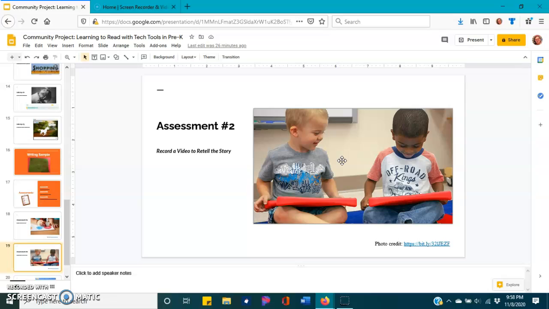So assessment number 2, to record a video to retell the story. Some people may not think that a pre-K student can use a tablet to record a video, but do you have children? Because they can do things we can't do. So to assess learning from the educational podcast read aloud of the book that they were holding, the teacher will have the students pair up with a classmate.